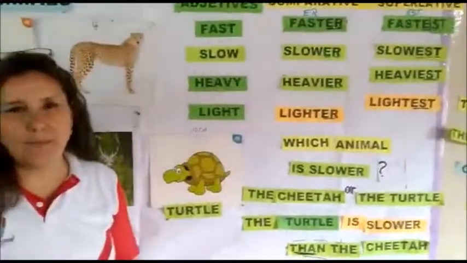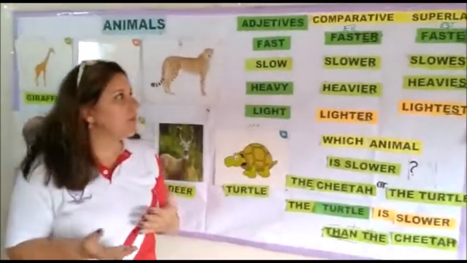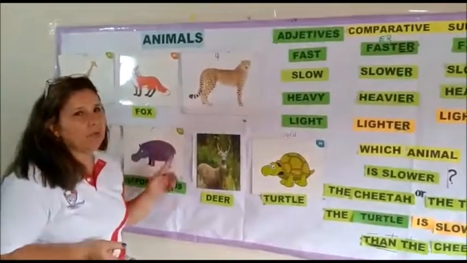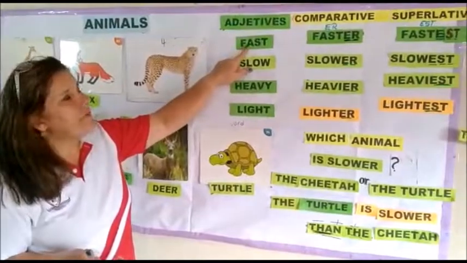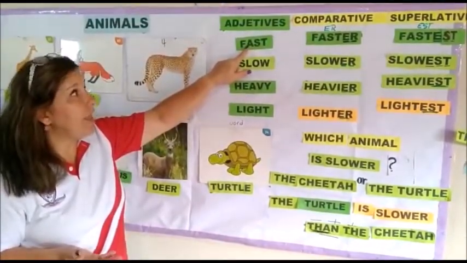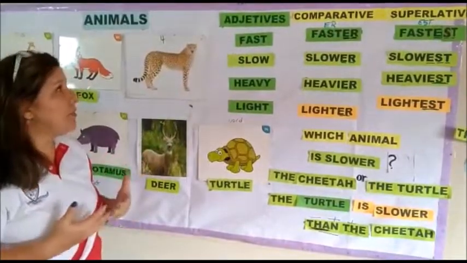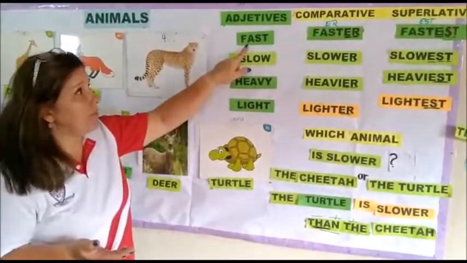Now, let's see the adjectives of the unit. What is an adjective? An adjective is a word that says something about the noun. For example, the cheetah is fast. The adjective is fast. We are saying something about the cheetah, that it is a fast animal.